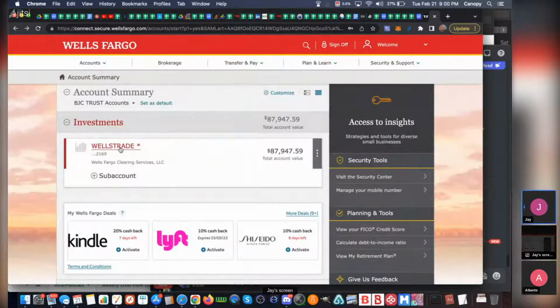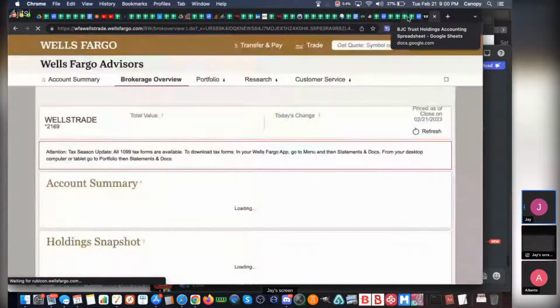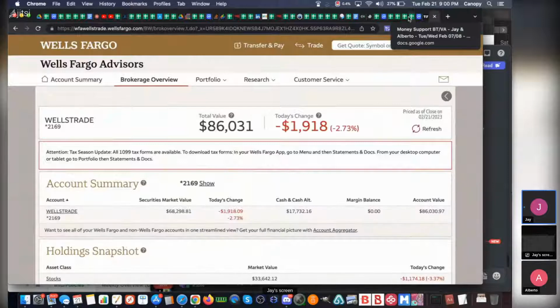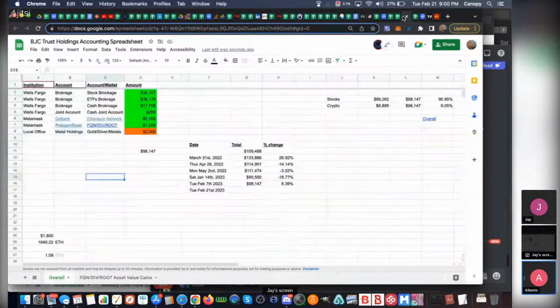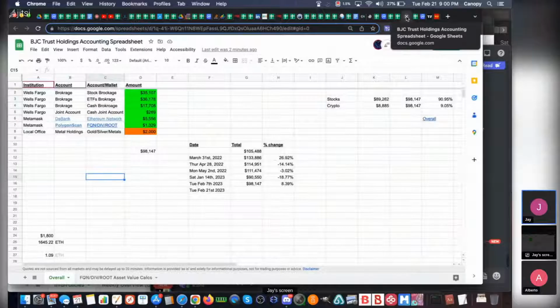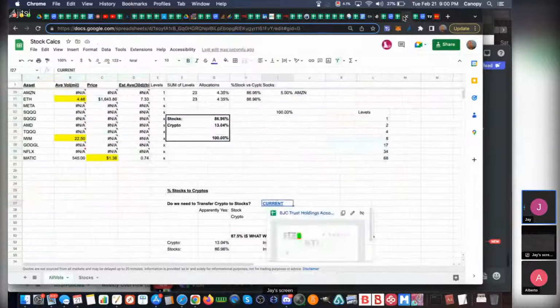All right. So it says 87,947.5. But that's just for the Wells trade. Wait, no, we don't need to worry about the total because we only care what's in the Wells trade account. Yes. Yeah. Because that's all we're trading right now. So we only care about what we're actually trading. So we don't care about the total holdings. We only care about the single account. So all we need is that one number.